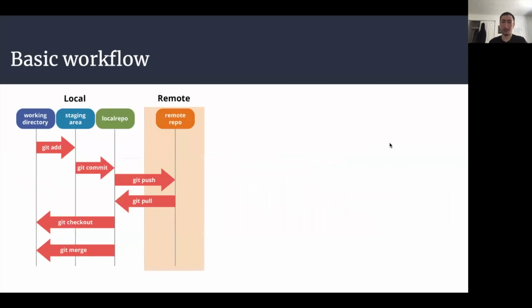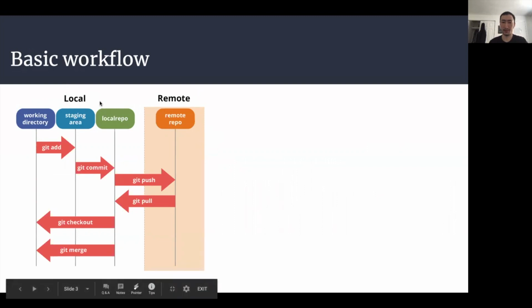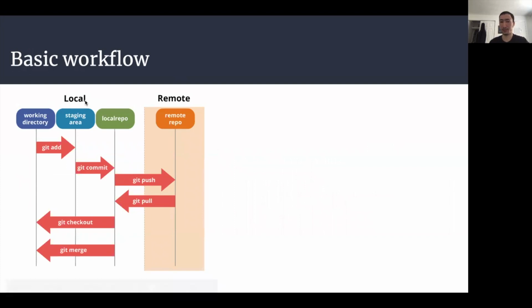So this is the basic workflow of Git. You have a local repository and you also have a remote repository, but don't worry about this right now. Whenever you create a project, you can initialize a Git repository by doing git init, and that will create a dot folder, which is hidden by default, but you don't have to worry about that.